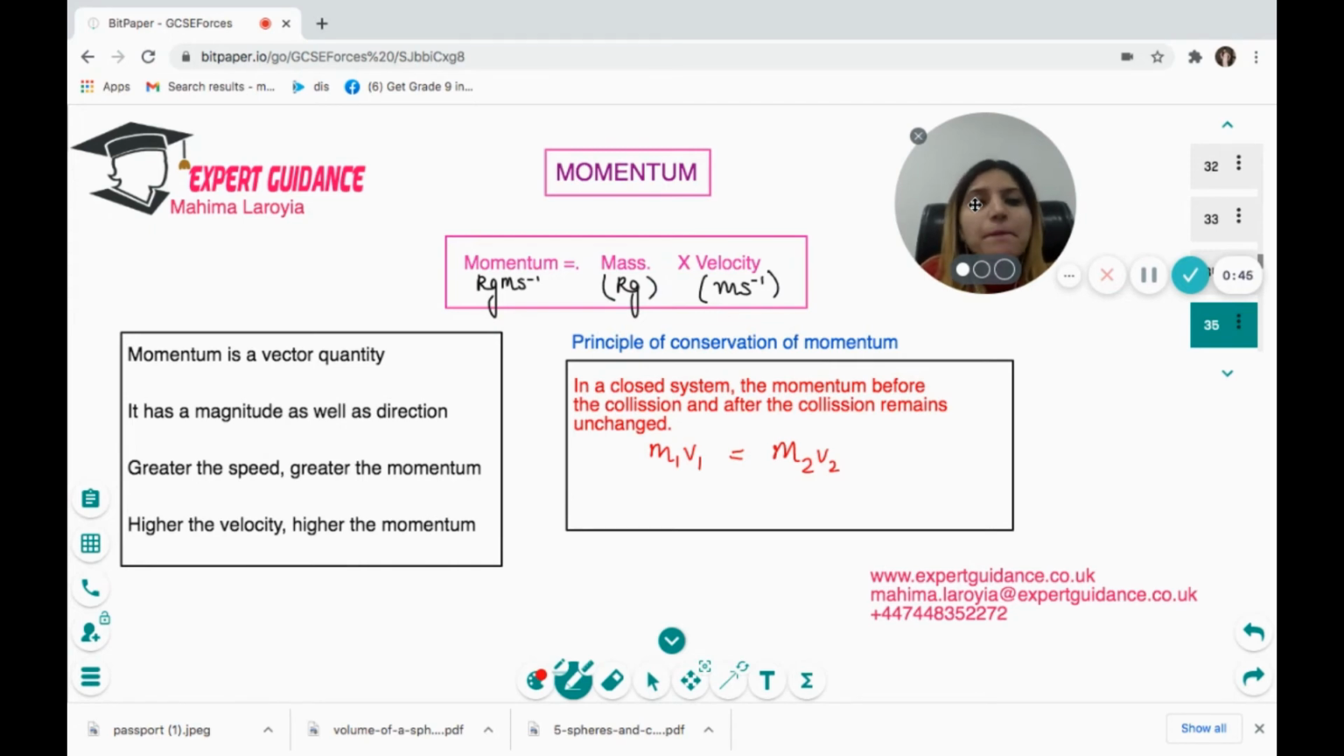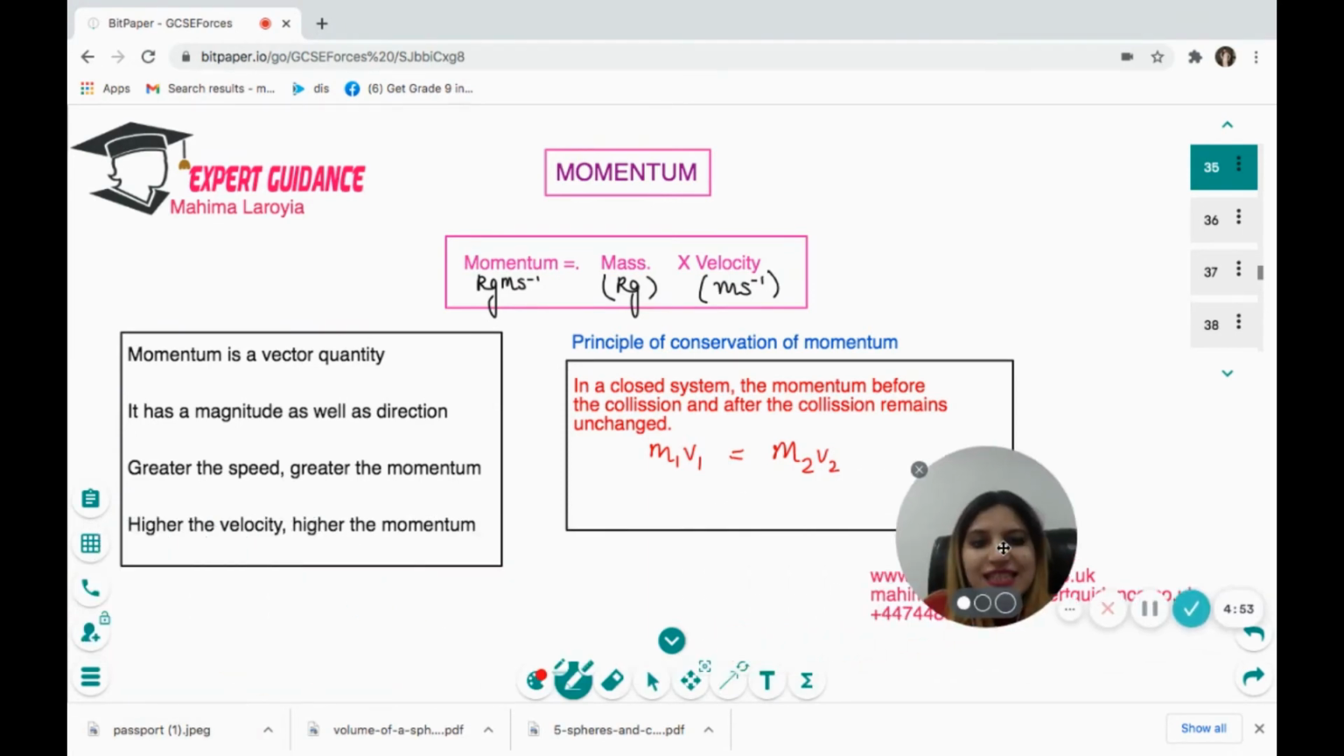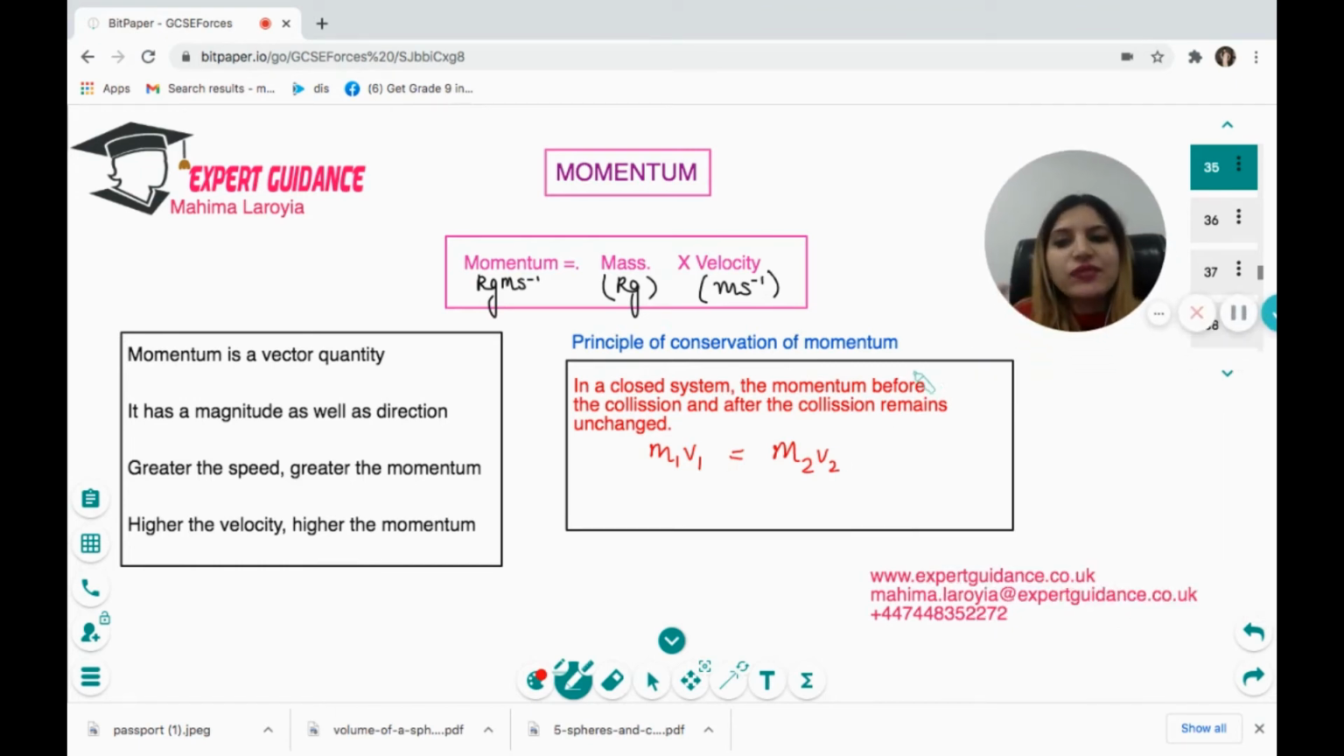Now, what is momentum? Momentum is the product of mass times velocity, and since momentum involves velocity, it is a vector quantity. So it has magnitude as well as direction, and momentum depends on mass and velocity. So the greater the speed, the greater the momentum; the higher the velocity, the higher the momentum. The unit for mass is kilogram, velocity is meters per second, so momentum is given by kilogram meters per second. Now, in the exam, they can give you the mass and velocity and ask you to find the momentum, or give you the momentum and ask you to find the velocity.